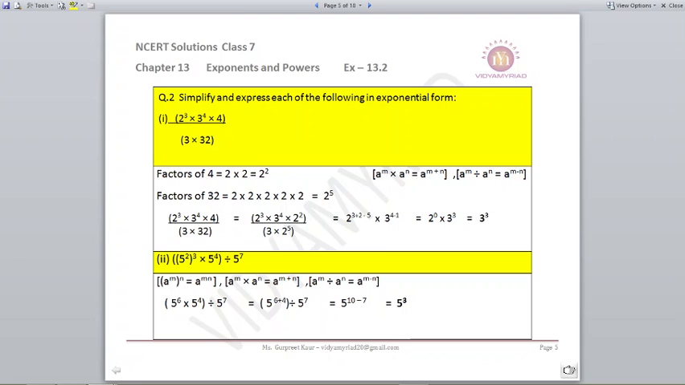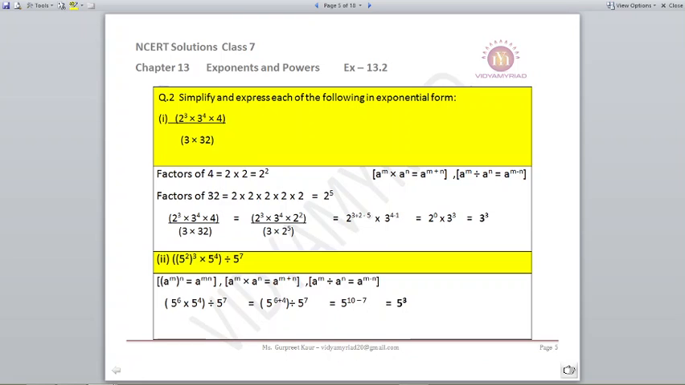Next, simplify and express each of the following in the exponential form. Now here the first important rule is, first see the question whether all are in exponential form. No. If you look at the first part, there is 4, there is 3 and 32. 4 can be further split into 2 into 2, which means 2 raised to power 2. 3 can remain as it is, the lowest number, and 32 can be further split into 2 into 2 into 2 into 2 into 2, which means 2 raised to power 5.